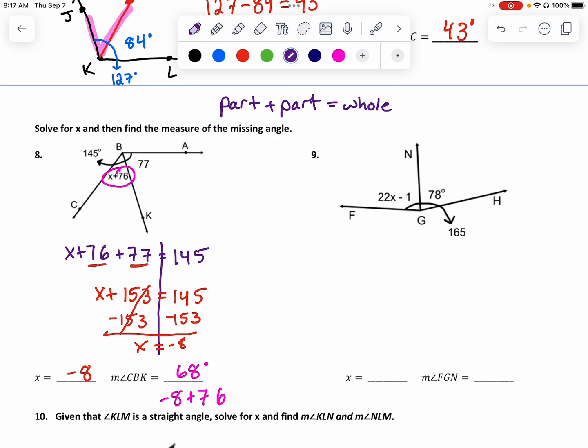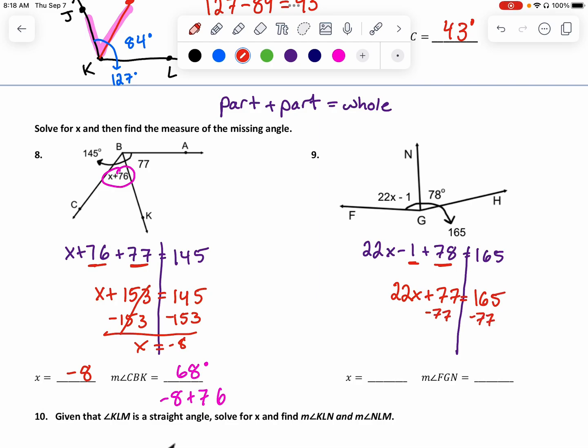Next one, same idea. So I'd recommend trying it before you watch the video. So 22x minus 1, not equals, plus, so we're adding the part, then equals the 165. So again, I would try combining like terms. So 22x plus 77 equals 165. Then we can subtract the 77. So 22x equals 88. Then we would divide by 22. So x equals 4.